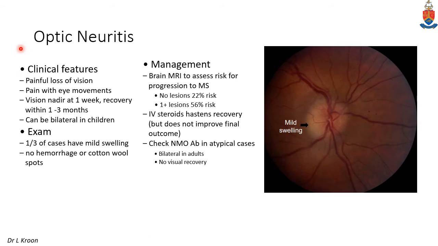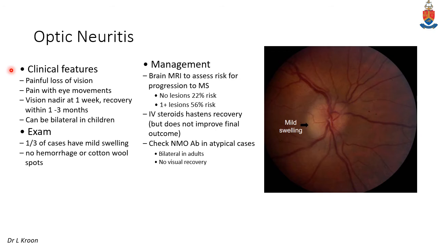So optic neuritis is an optic neuropathy due to inflammation of the optic nerves. The clinical features include painful visual loss, where there is pain with eye movements. This occurs typically over 1 week. There's then subsequent recovery within 1 to 3 months and can be seen bilaterally in children and patients that present with neuromyelitis optica spectrum disorder, or NMOSD, where patients have simultaneous and sequential involvement of the optic nerves, as opposed to an optic neuritis that affects one nerve at a time.